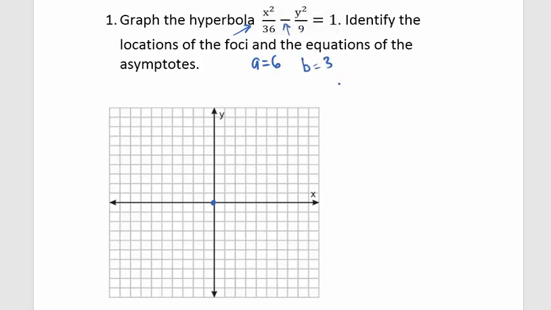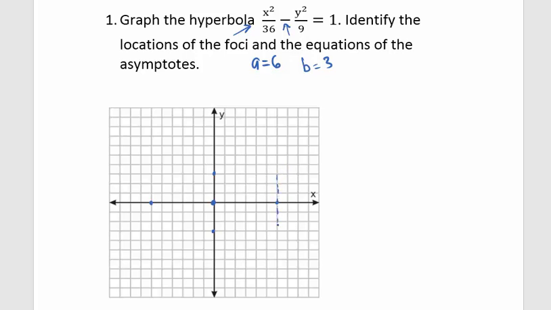So all I do is I come to my center, and I travel 6 units each way on my horizontal. So let's see, 6 units each way. So 1, 2, 3, 4, 5, 6, and then 1, 2, 3, 4, 5, 6. Okay, 3 in my b. 1, 2, 3. 1, 2, 3. Okay, and then we're going to draw in the corners of this and draw this in dotted.